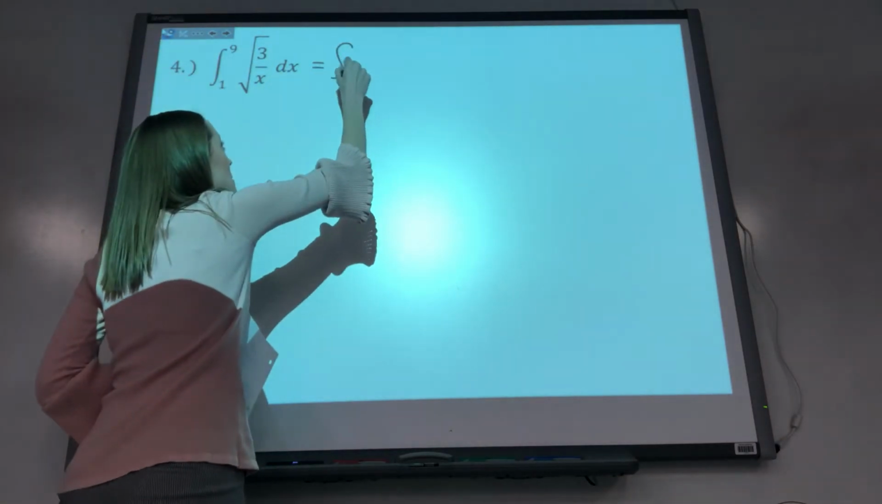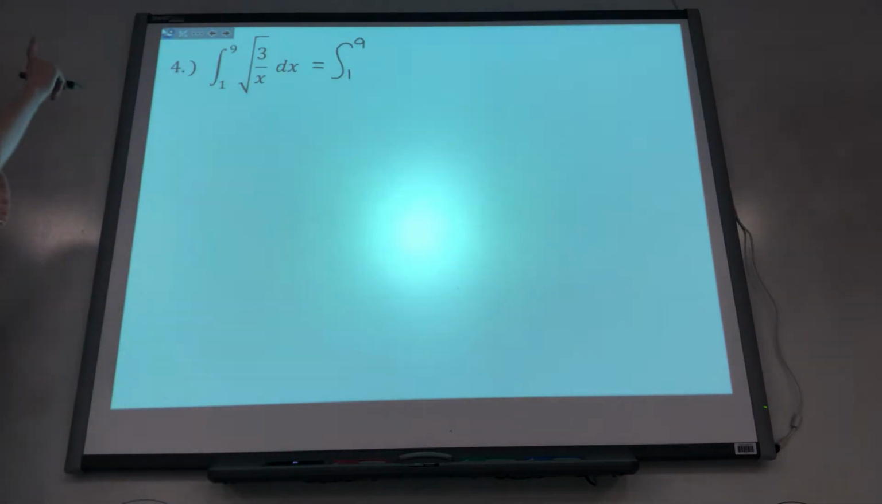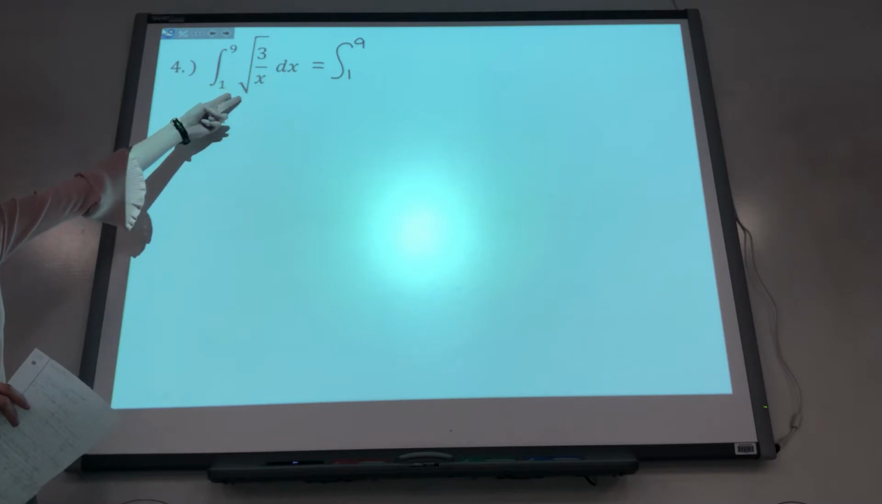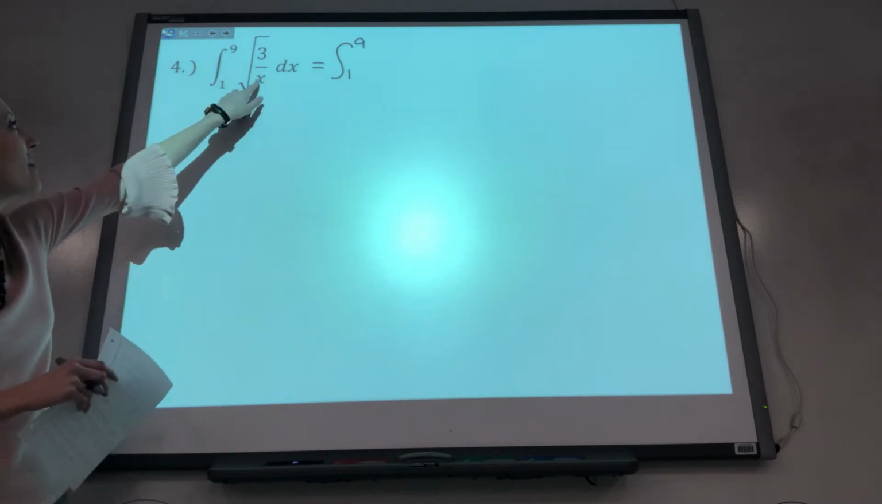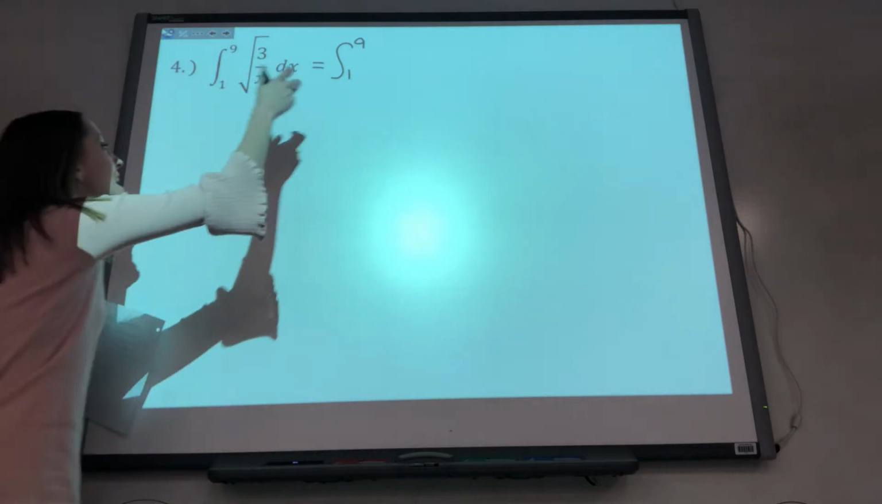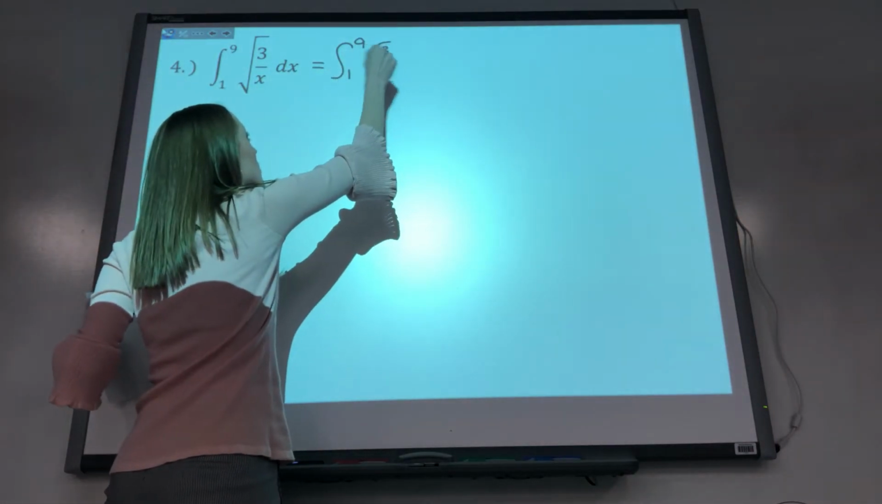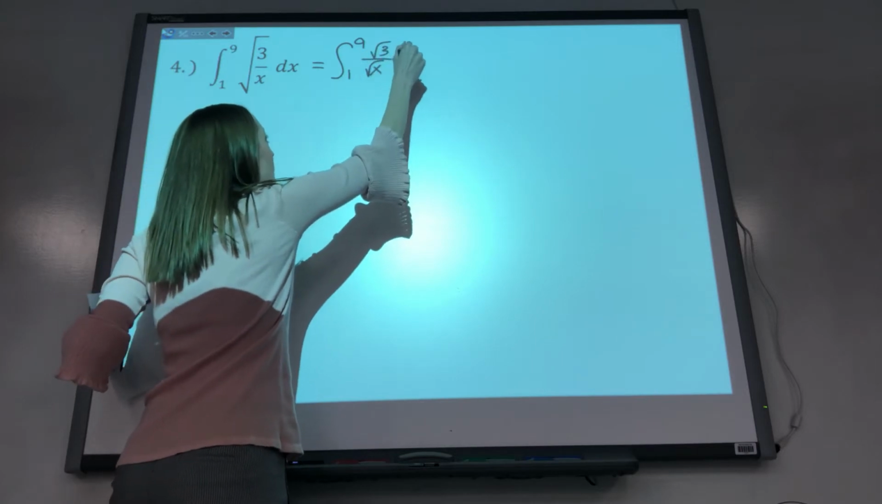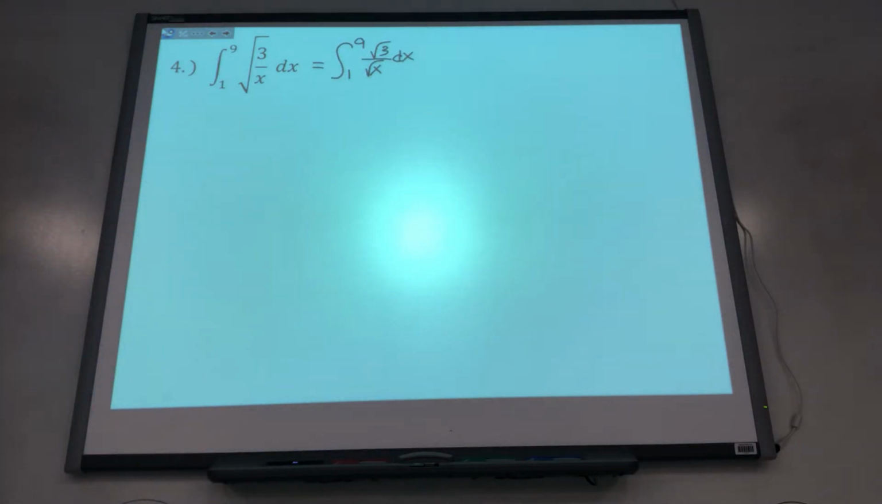But I do probably need to rewrite that a little bit before I can integrate. The issue is the gigantic square root and the fact that the x is on the bottom of that fraction. So watch what I'll probably do first. I'm going to break that square root apart and turn it into the square root of 3 over the square root of x.